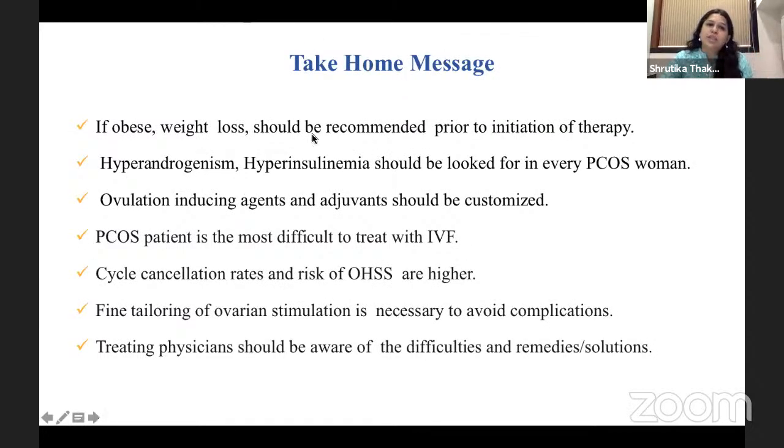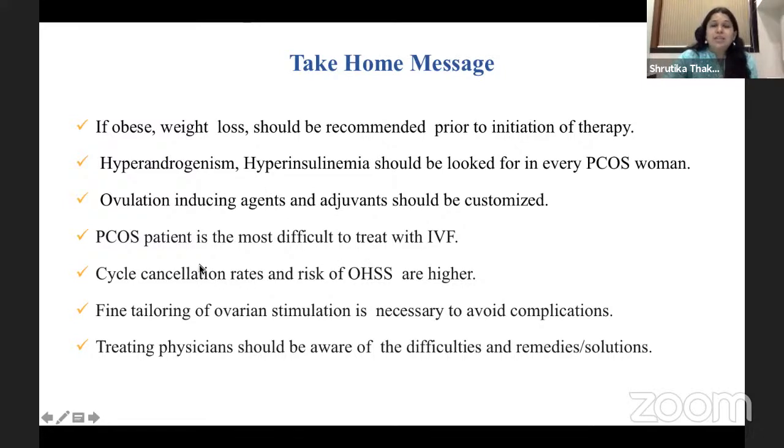If it is an obese patient, weight loss is definitely something that we need to talk about right at the start of our therapy. If it is hyperandrogenism, hyperinsulinemia, those issues can also be very distressing, and they need to be looked at in every PCOS woman, and then those symptoms also need to be addressed. When fertility is required, then you should use ovulation induction agents, but adjuvants like metformin and Myo-Inositol also have a role to play because they improve the oocyte quality.